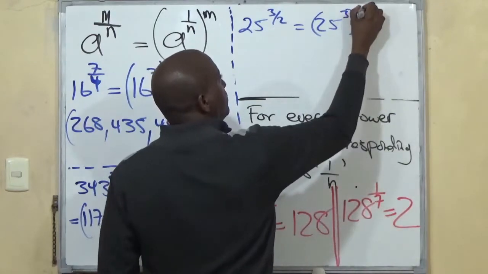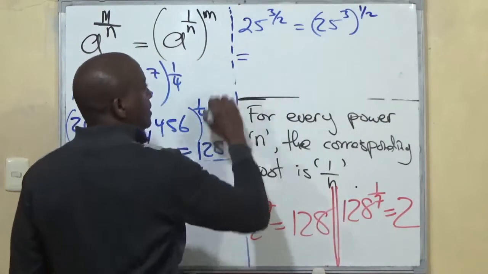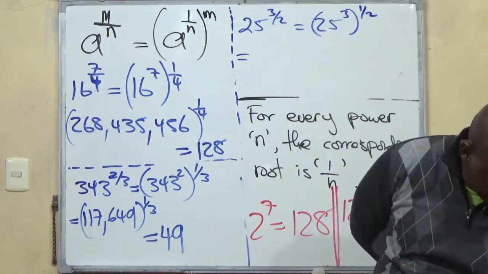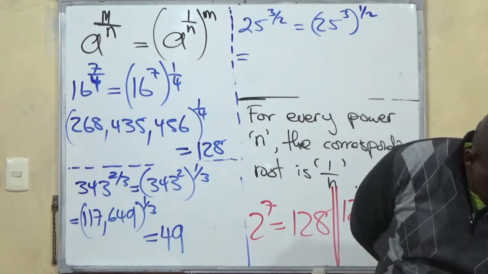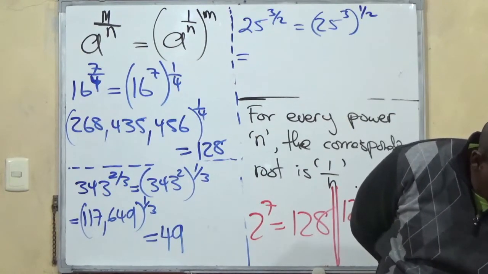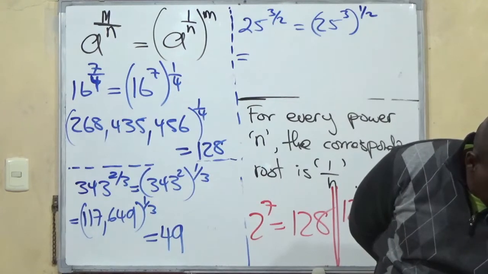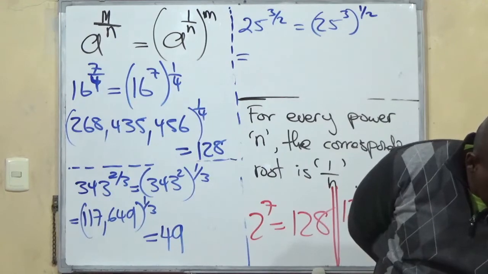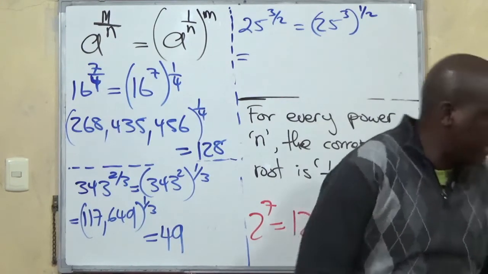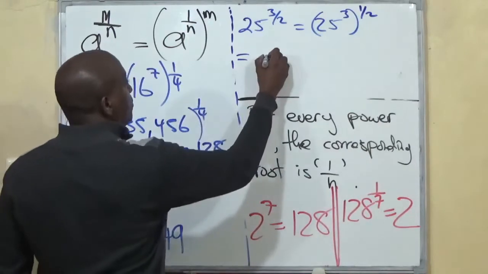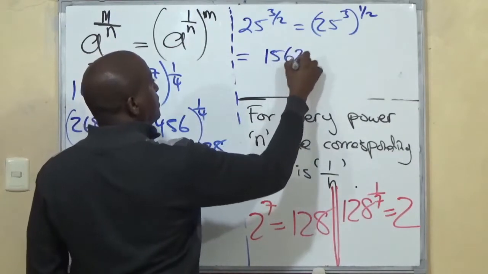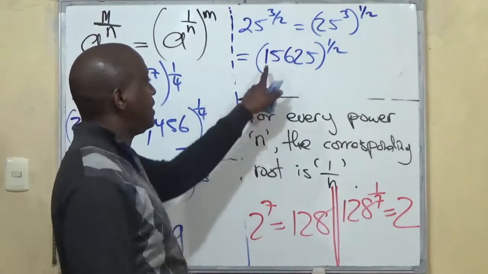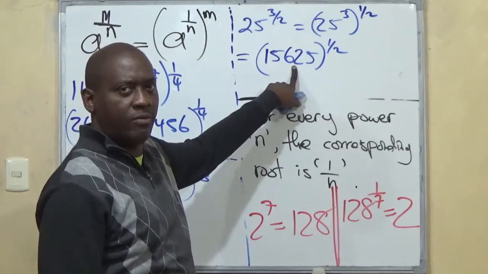1 over 2 is equal to what? 25 to the power of 3 is what? 25 squared is 625. 625 times 25 is how much? 15625. Let me just double check that. 15625. So what you'll end up with is 15625 in brackets to the power of a half. Basically what you're looking at here is the square root of 15625.